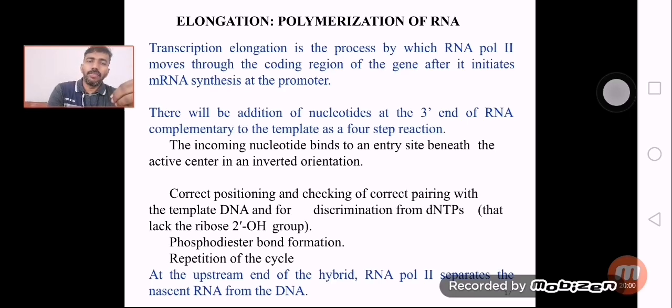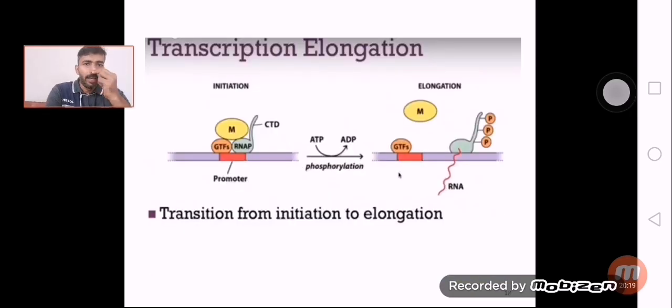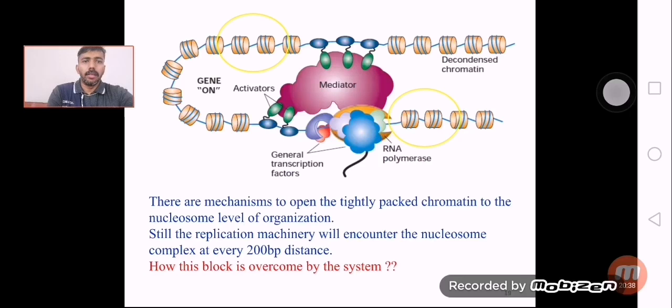And in the upstream end of the hybrid, that means in the bubble, the RNA polymerase II separates the nascent RNA from the DNA. That means the newly synthesized RNA will be dissociated from the hybrid at the upstream end of the hybrid structure. You can see this. Once the CTD has been phosphorylated, you can see they also use the energy from the ATP molecule for the movement, and there will be elongation, and the newly synthesized RNA will be coming out of the complex, right?